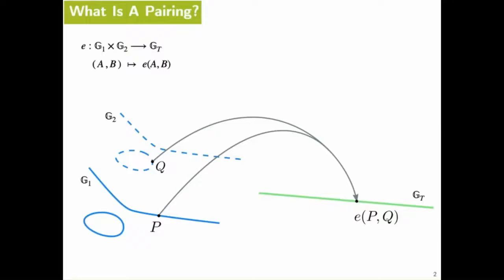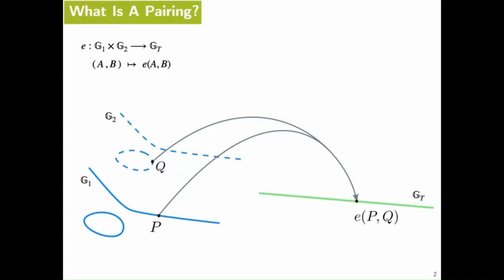Let me begin by introducing you to what a pairing is. A pairing is a mathematical map. It takes as input 2 points, A and B, A from a group G1 and B from another group G2, and it returns another point, e(A,B), in a target group GT. Usually these groups are elliptic curve groups, and you might recognize it from the shape of these diagrams below.